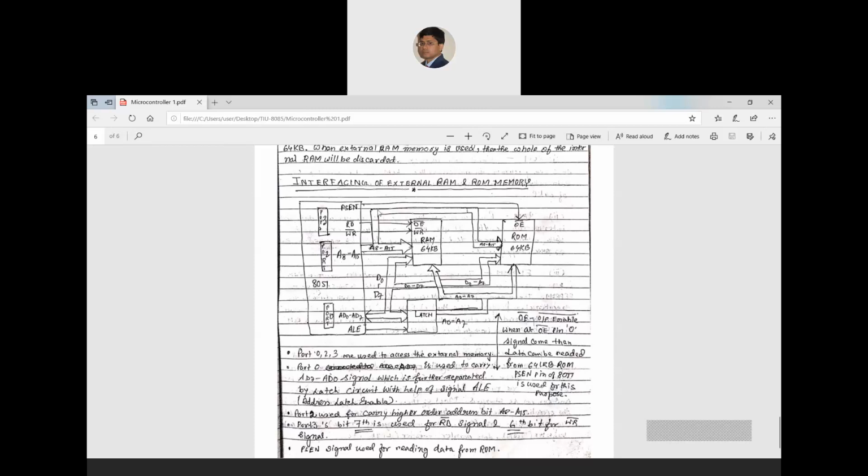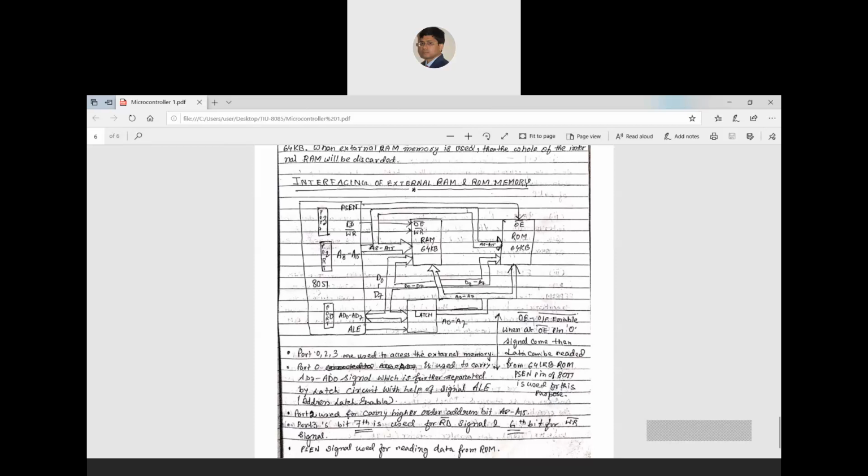Not both of them. So by setting PSEN, you can enable the ROM, then you take out the data. The data will be copied onto this data bus. You can see the data bus and AD0 to AD7 are the same. So data is coming out from this ROM and is available to the microcontroller. The condition is PSEN is 0, so it is enabled. And now making PSEN 1, the ROM is totally off.